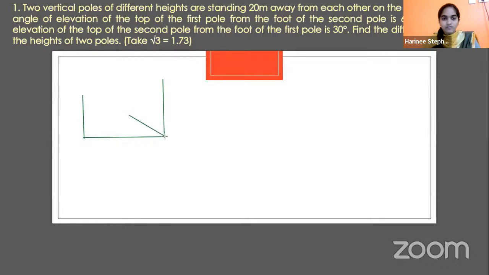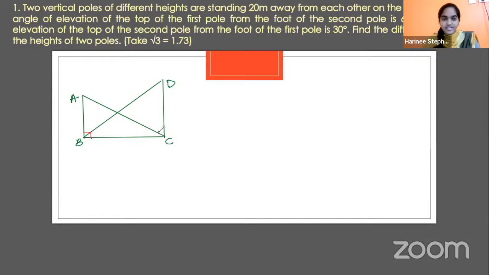So we are watching one of the poles from the foot of another pole. And the angle made is 60 degree. And the angle of elevation of the top of the second pole from the foot of the first pole is 30 degree. Find the difference in the two heights. Let's first draw the basic figure and then we'll mark the angle.